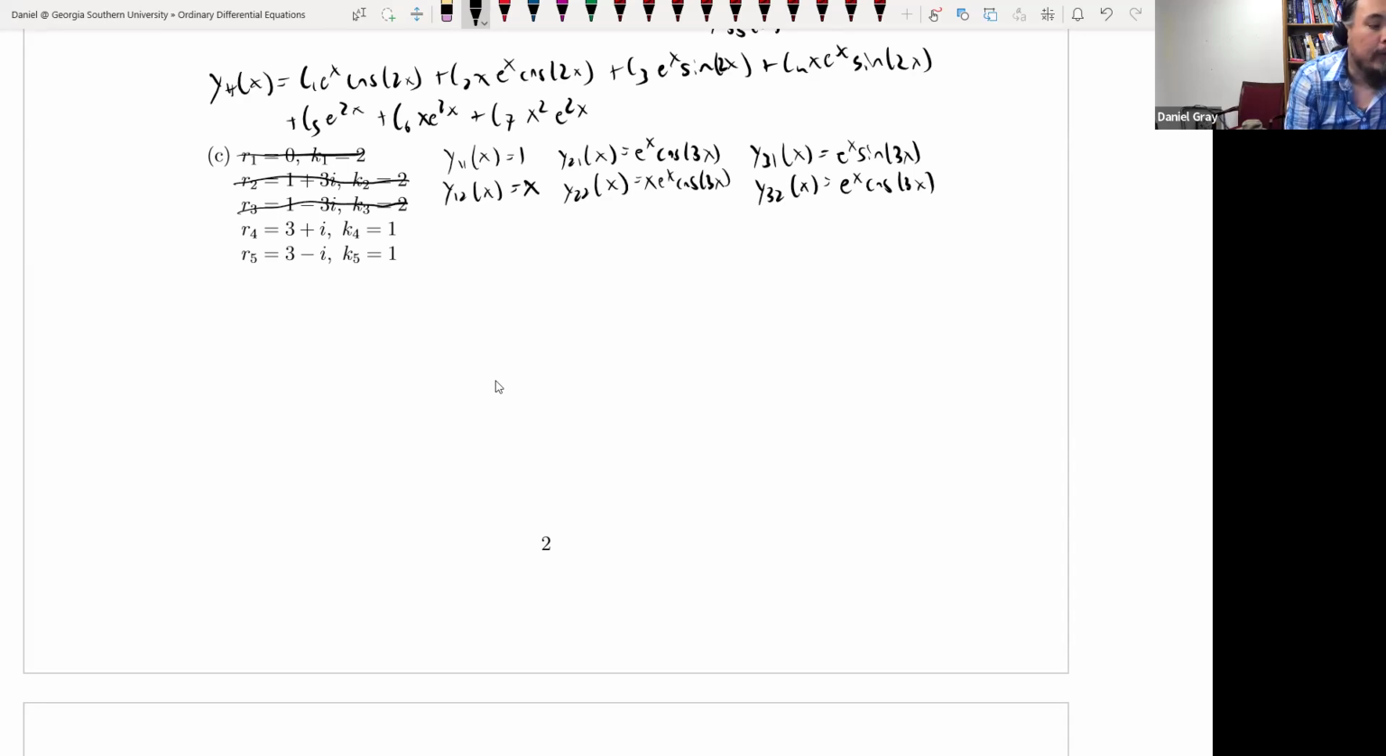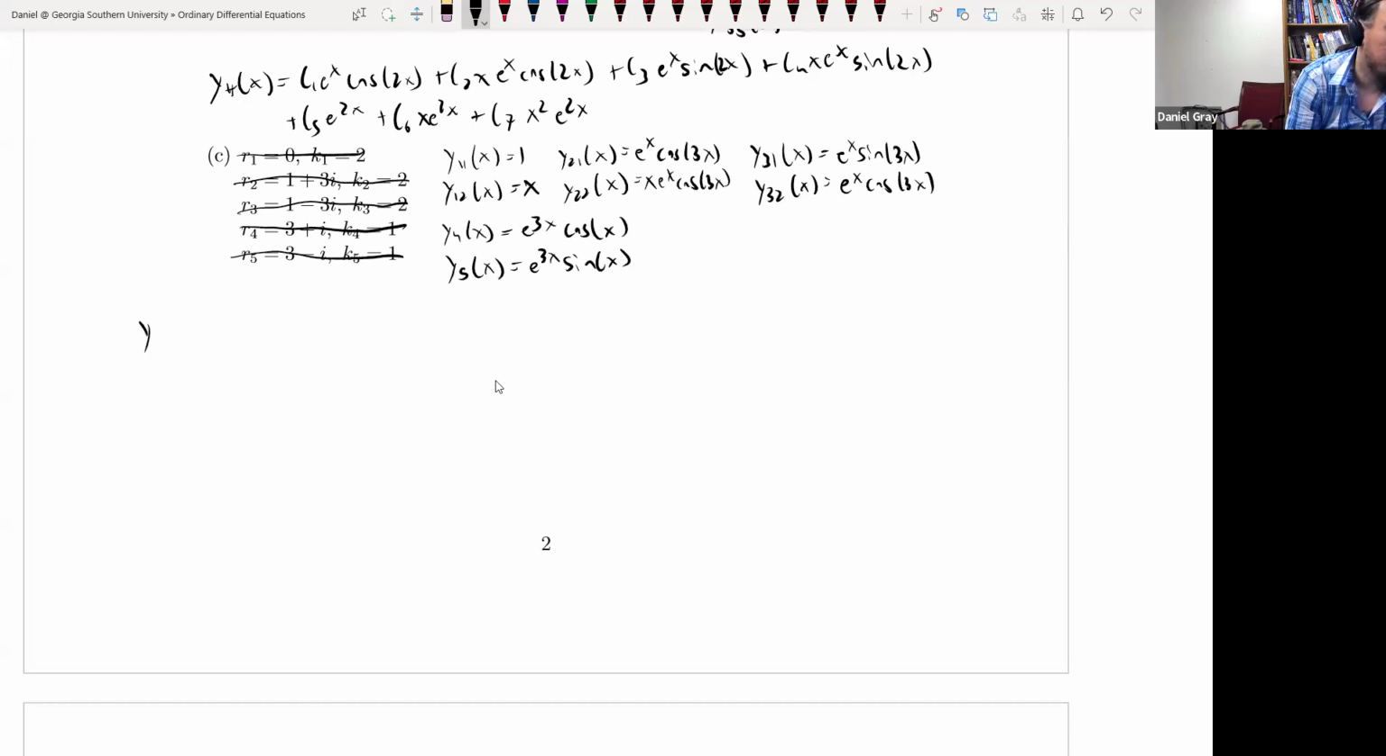And then now I have two more complex roots over here. So I'll do my cosine terms first. So y4 of x is going to be e to the 3x cosine of x, right? Since the multiplicity was only one, I didn't need to do double subscripts there. So I'll just leave it like that. And then y5 of x will be e to the 3x sine of x. Okay, so that takes care of that one.